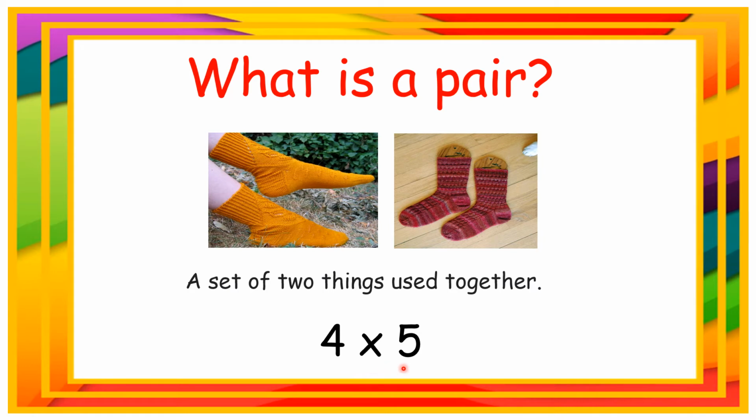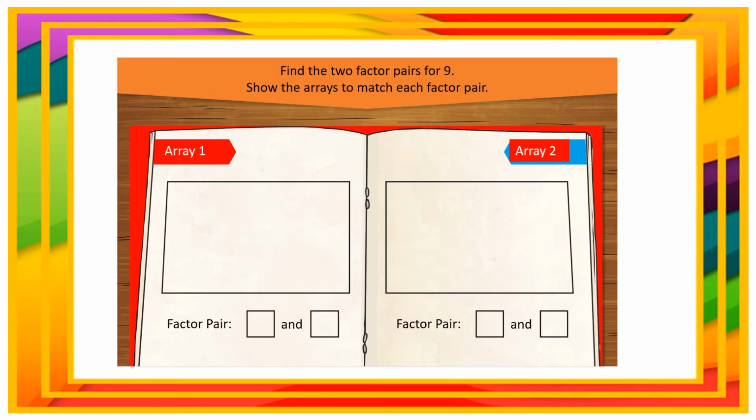So factor pairs has been explained. Factors are numbers we multiply to make a product. And when we say factor pairs, we mean two factors, two numbers we can multiply to make a product. Now let's look at some examples of factor pairs.